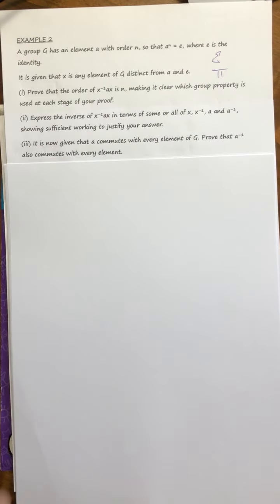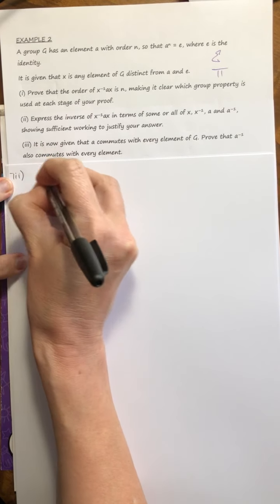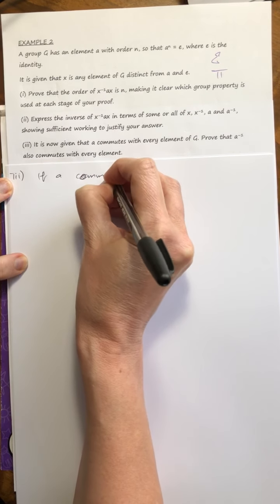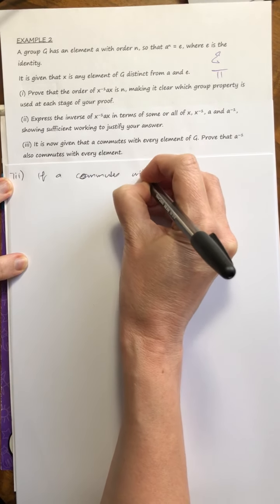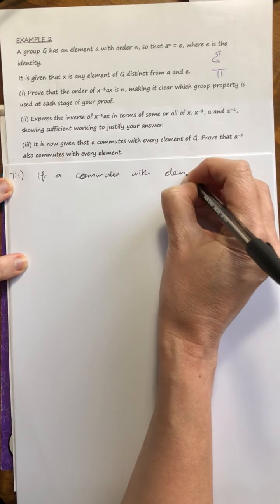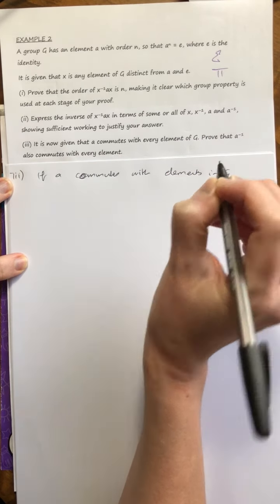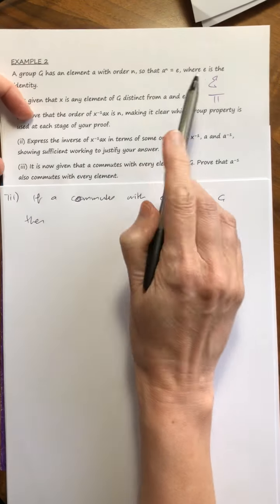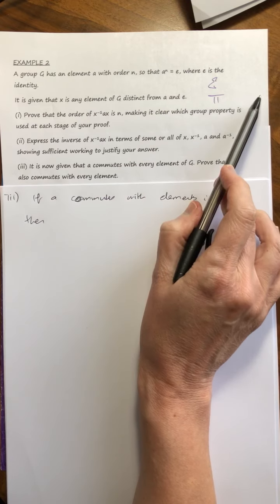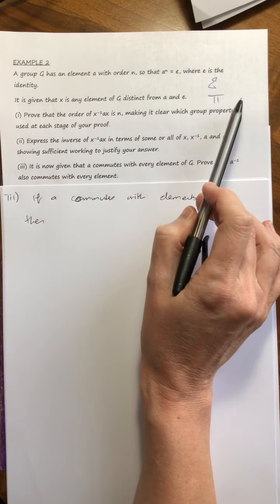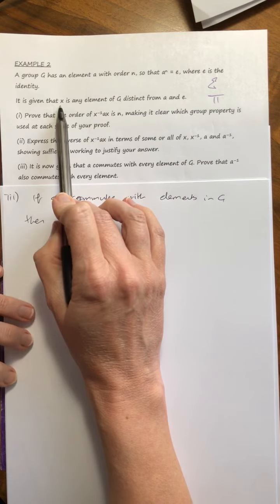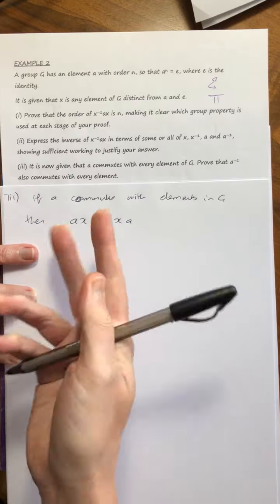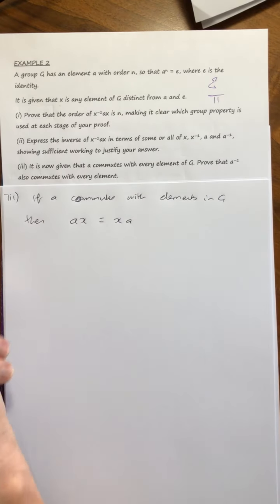So what this is telling me is that if a commutes with all those elements in G, I know specifically, so it's talking about this other element being, oh no, that was the previous question, wasn't it? Another element being x. Oh no, here, x. Then that means that ax is equal to xa. Commutativity means that we just switch them around.